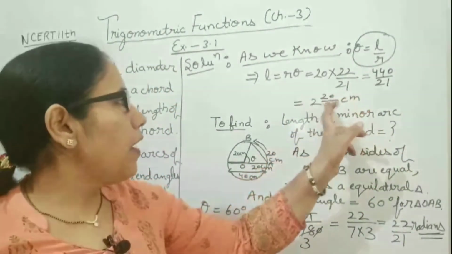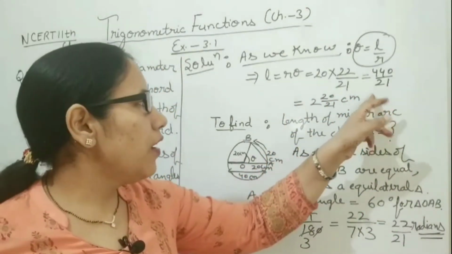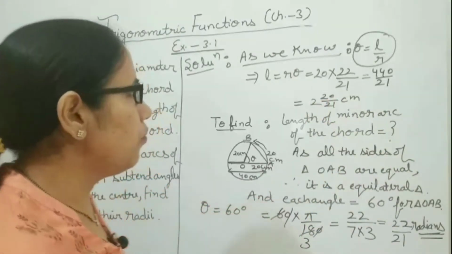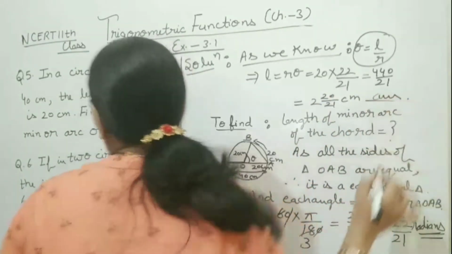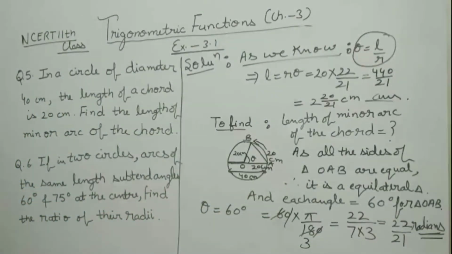Divide it yourself and check what your answer comes out to be. So this will be your answer, 20 by 21 centimeter for question number 5. So write it down and check the complete solution for question number 5. Then come to your next question, question number 6.